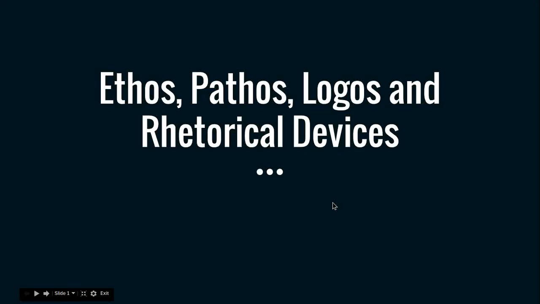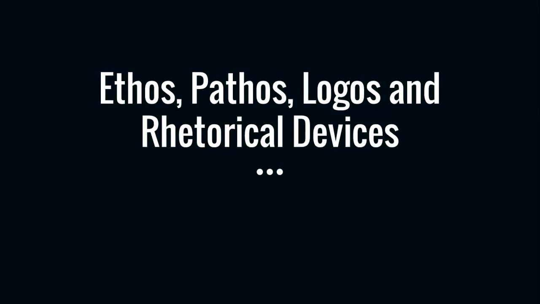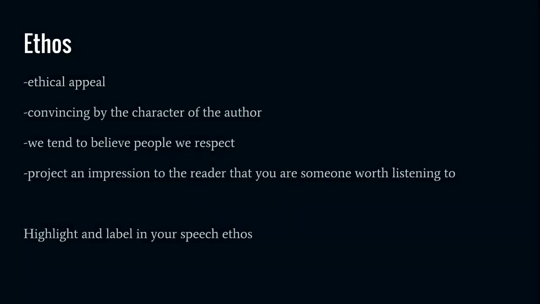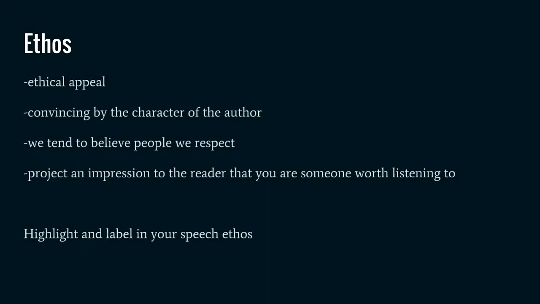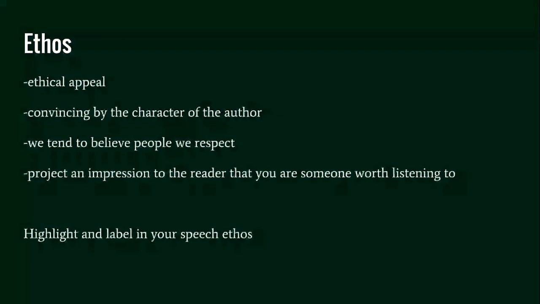Today we're going to review ethos, pathos, and logos and rhetorical devices, and we're also going to talk about how to annotate speeches. So first thing we're going to do is review ethos, pathos, and logos. So remember, ethos is ethical appeal. When we use ethos, we're convincing by the character of the author because we tend to believe people we respect. So in this, they're trying to project an impression to the reader that they are someone worth listening to.